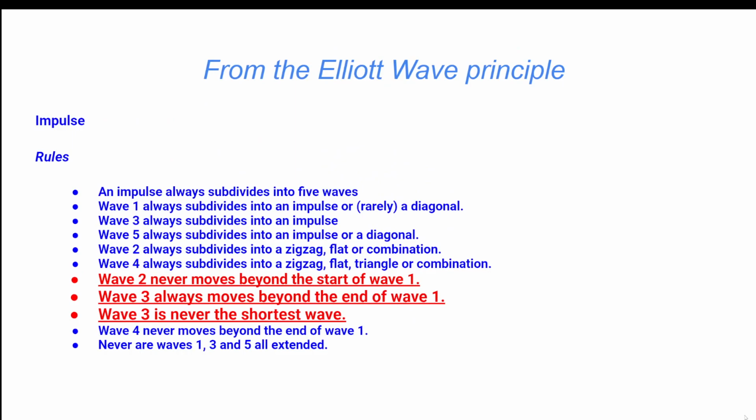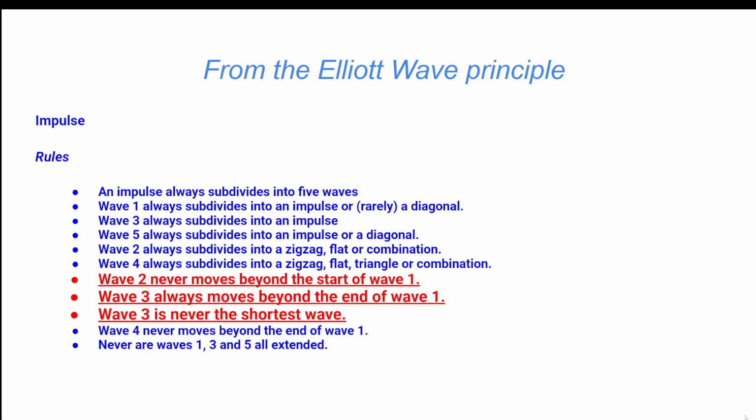So these are the rules that govern the formation of an impulse. An impulse always subdivides into 5 waves. Wave 1 always subdivides into an impulse or rarely a diagonal. Wave 3 always subdivides into an impulse. Wave 5 always subdivides into an impulse or a diagonal. Wave 2 always subdivides into a zigzag, flat or combination. Wave 4 always subdivides into a zigzag, flat, triangle or combination.